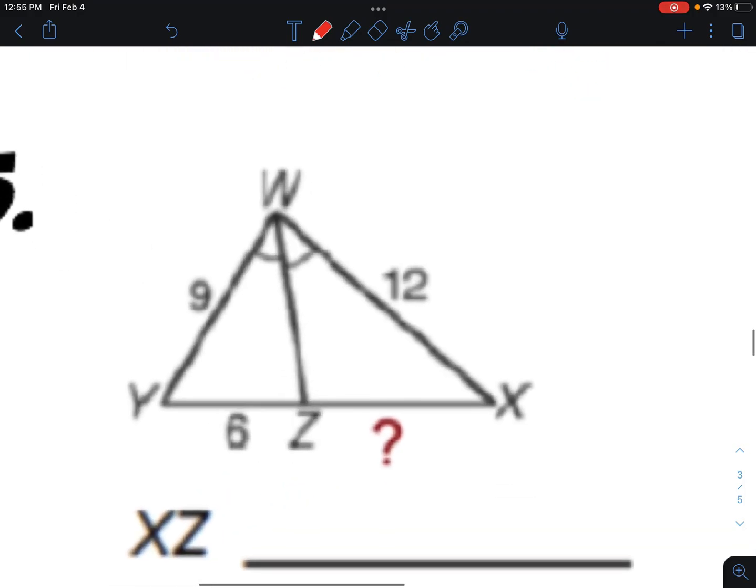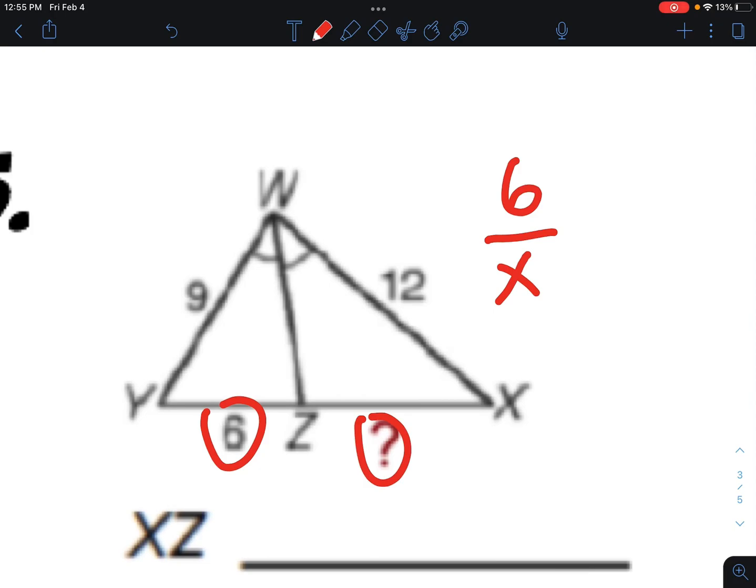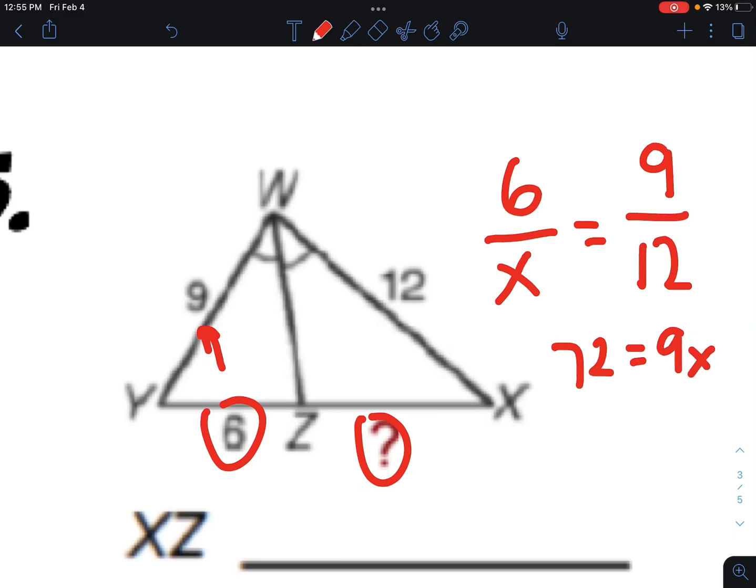All right, again, find out the angle that's bisected. The bisector is here, splitting this side into two pieces. So we're going to write those two numbers as a fraction, 6 and question mark, or 6 and x. That means 6 and 9 are adjacent, and then question mark and 12 are adjacent. We set up our proportion, and we cross multiply and divide. X to z is 8. But if it said the distance from y to x, then we would do 8 and 6 and make 14.